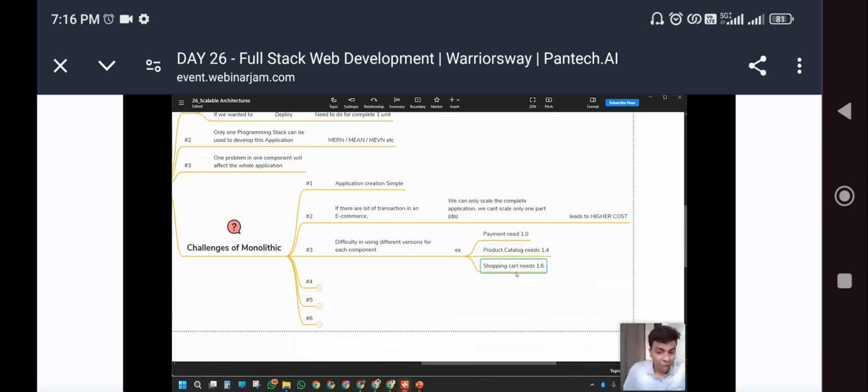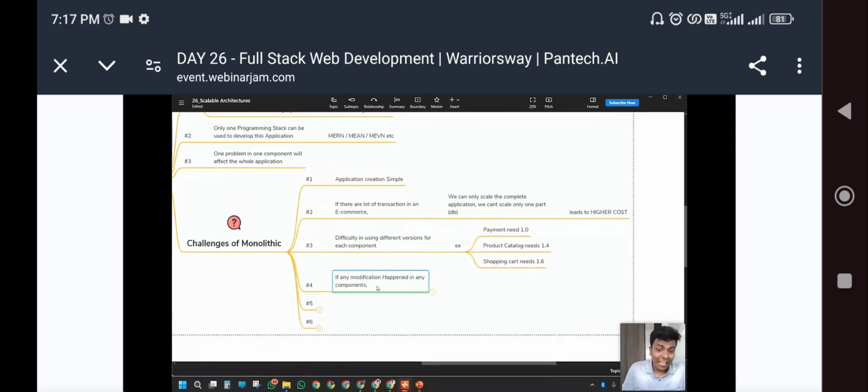You just imagine shopping cart is one of the components which requires Node.js 1.6. What will happen? Is it really hard? Of course, right? Because whenever you're talking about that single unit, monolithic architecture, since everything is built using one single stack, if there is any problem in any individual component or service present in that unit, it might demand you to use a different version. So that is very, very hard to maintain. So that is also a third important disadvantage.